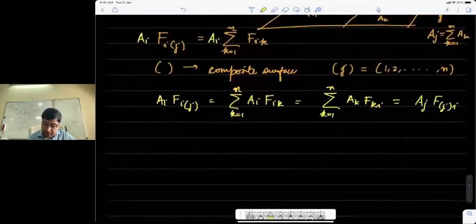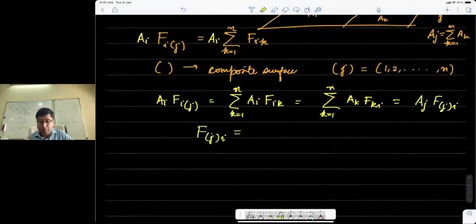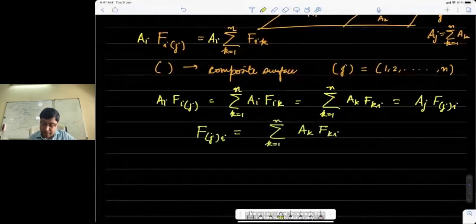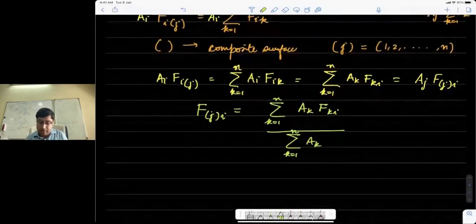So what it means is that the view factor of radiation leaving a composite surface to some surface I could be written as the view factors of the individual elements from that surface, weighted by their areas, divided by the total area of that composite element. So it's sort of like area averaged, if you want to say. The weights are areas in the calculation of this view factor from a composite to one surface.